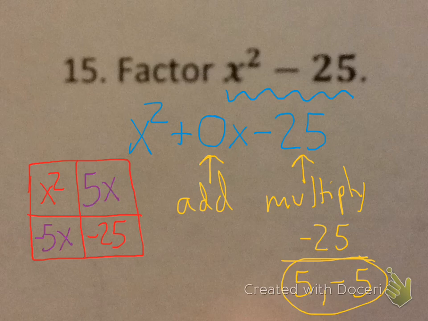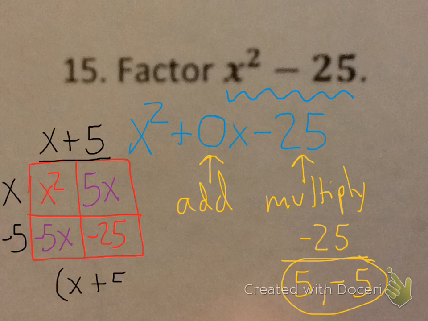So I can continue filling in my box. Now that my box is completely full, I'm going to go ahead and factor out what it would take to multiply to get these things. Well, x squared is always x times x. To get 5x from x, we have to multiply times a positive 5. So our first factor we know is x plus 5. To get negative 5x from multiplying times an x, we have to multiply with a negative 5. Our second factor then is x minus 5.